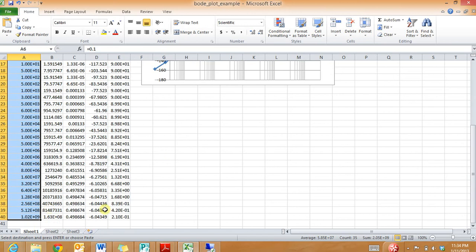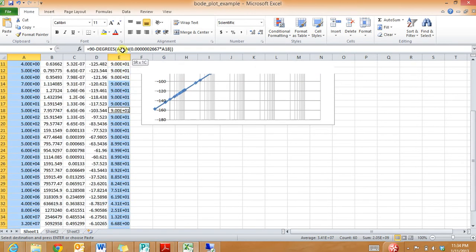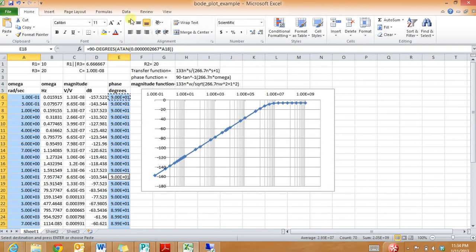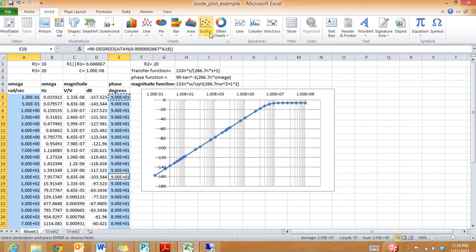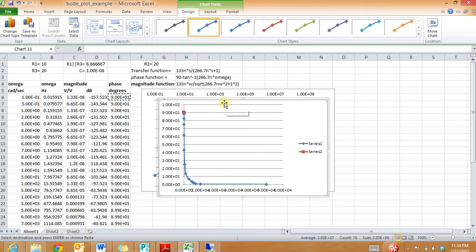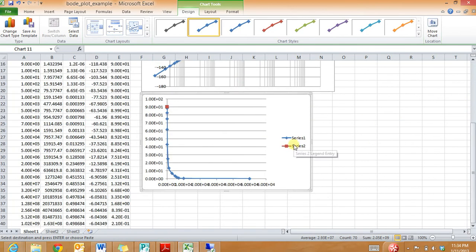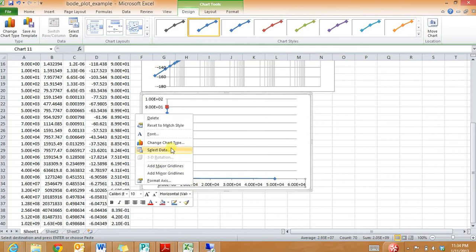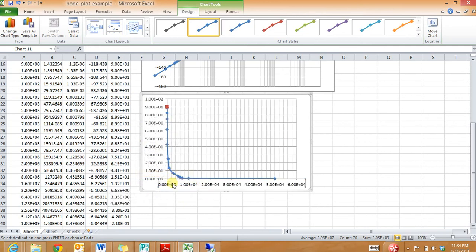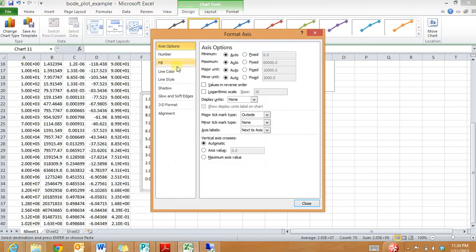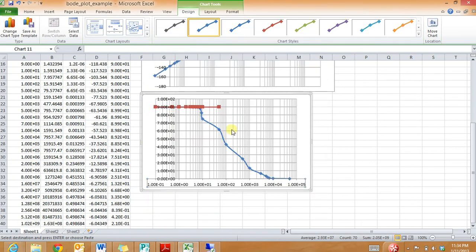I'm not sure what that second one was, so I'll highlight these again and repeat that. So radians per second, and the phase, scatter plot, and change this to show the minor axes and give me the logarithmic scale on the x-axis.